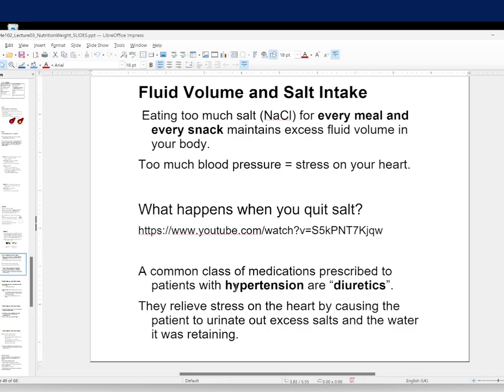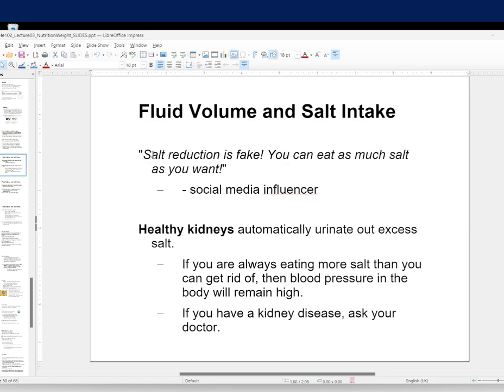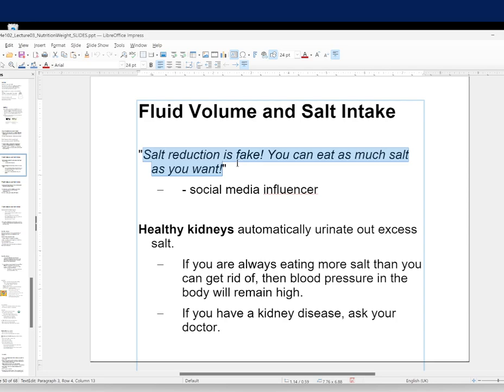In fact, people with heart disease and also chronic high blood pressure are put on water pills, diuretics, that make them urinate the salt out, which then causes the water to go with them. You may have heard some internet social media influencers telling you salt is fake, or salt reduction is fake, salt is fine, you can eat as much salt as you want. Okay, so their reasoning is your kidneys are designed to keep your fluid levels and your salt levels normal. So if you eat a salty meal, you'll urinate it right out, everything is fine. And they are correct from that point of view.